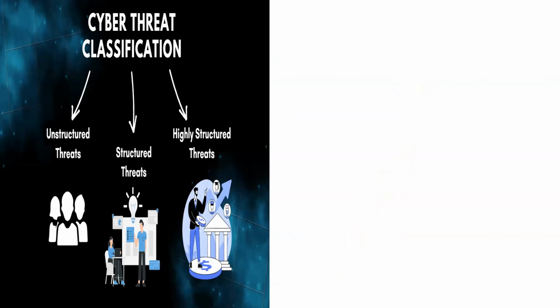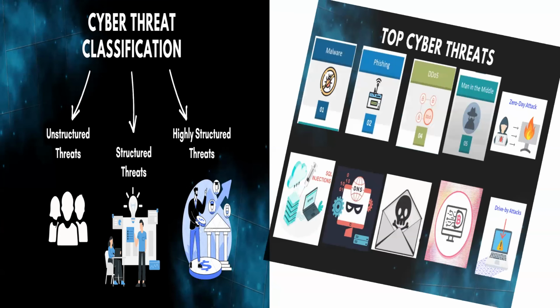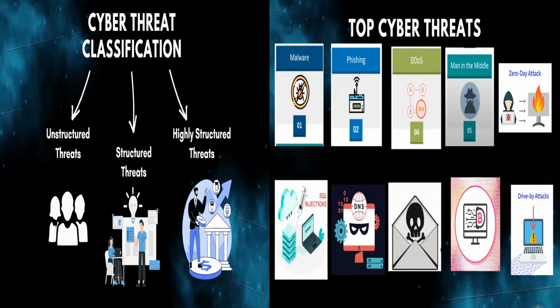So cyber threats are classified into three types: unstructured, structured, and highly structured. Unstructured is where a small group is involved, like phishing. In structured threats, a particular organization works. In highly structured threats, you can take the example of the Ukraine war. Highly skilled people take part in this cyber warfare. So some of the common cyber threats are malware, phishing, DDoS attacks, and many more.